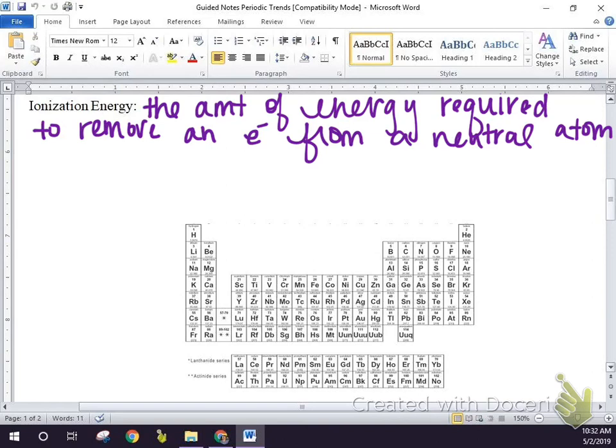Okay, any ideas as to our trend with this? The opposite? Yeah, the opposite. Very good. Okay, so it's going to increase to the right and up, right? Because if they're holding on to their electrons tighter, it's going to take more energy to pull them away, right? As we pull those electrons tighter and tighter, it's going to be very difficult to pull them away. So ionization energy increases as we go up the periodic table and to the right.